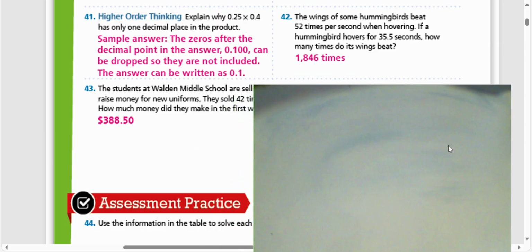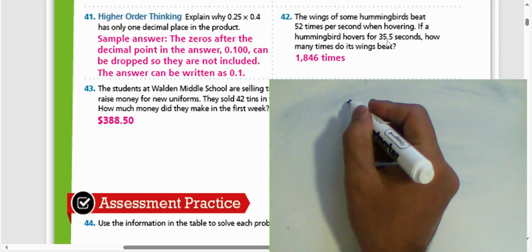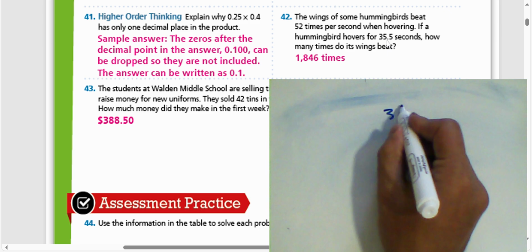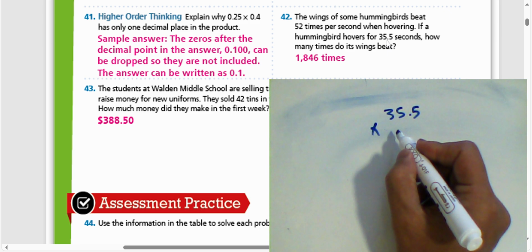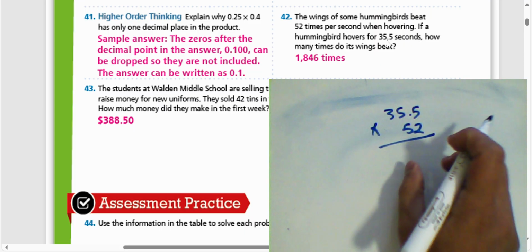The wings of a hummingbird beat 52 times per second. If a hummingbird hovers for 35.5 seconds, how many times do its wings beat? Who can tell me the answer here? We have 52 times this number. We can multiply two numbers together. We have 35.5 multiplied by 52. The answer will have the point after 1 place.